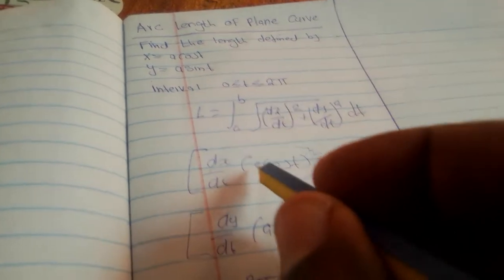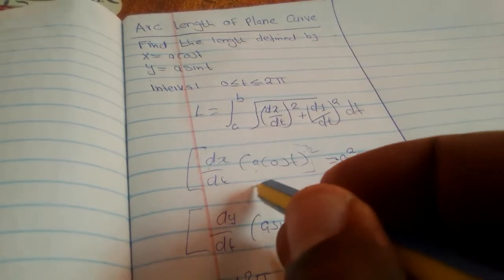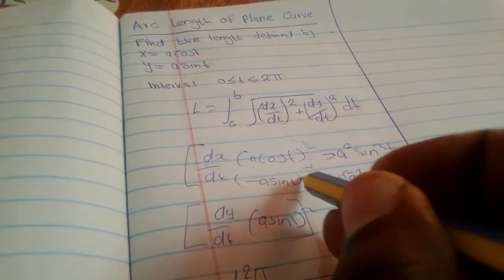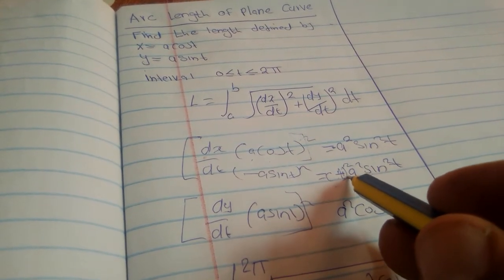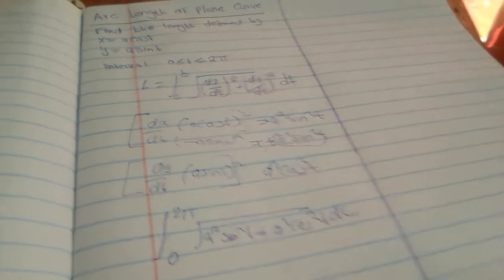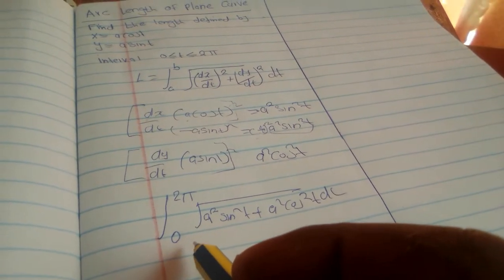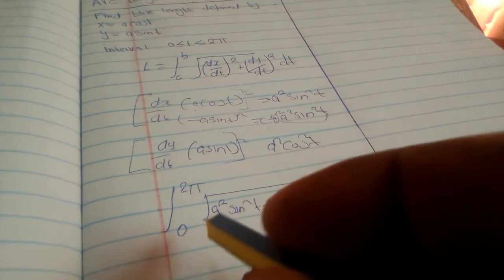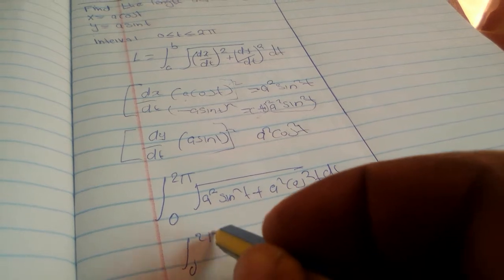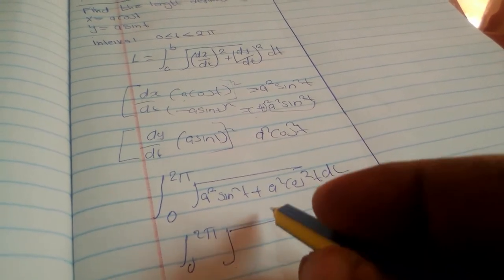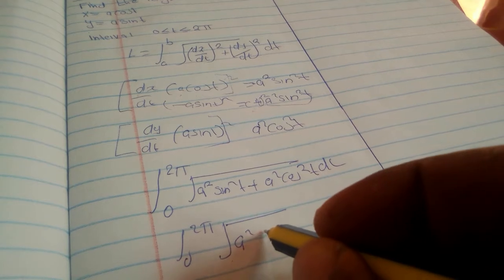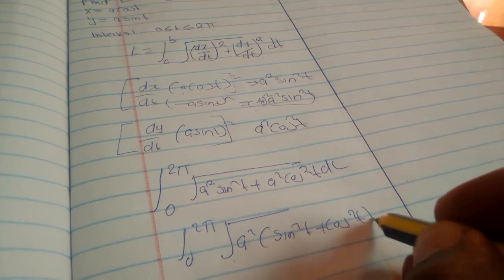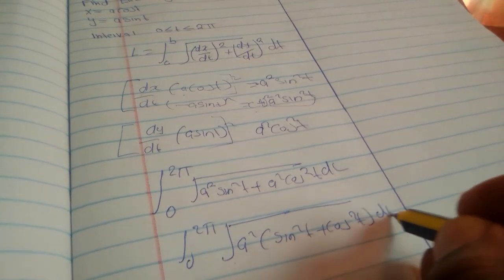So this one is positive because when you differentiate this one, you get negative a sin t. Then this one you square, so you get something positive. So for this one, after doing this, you can factor common terms together. So we can say integral from 0 to 2 pi of a, with a squared common, times sin squared t plus cos squared t dt.